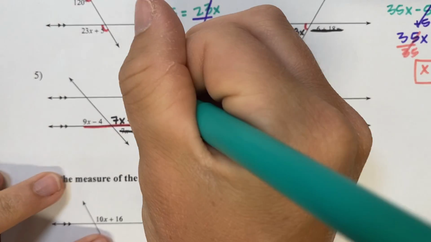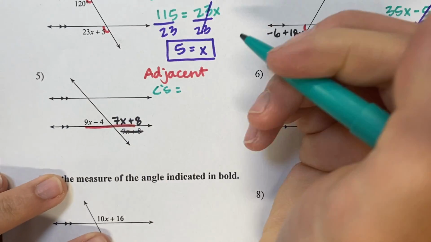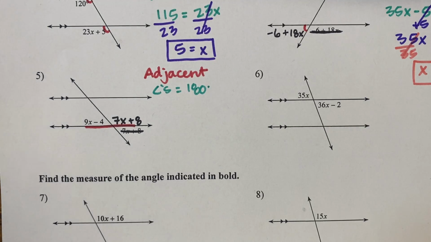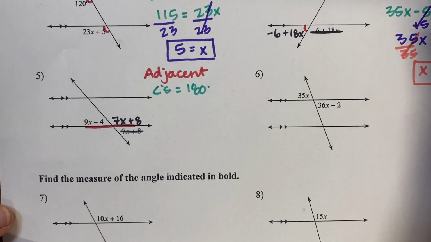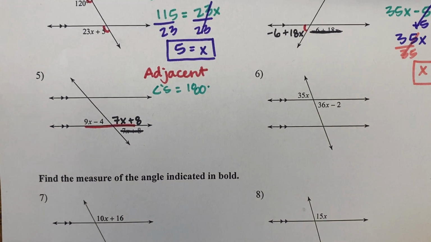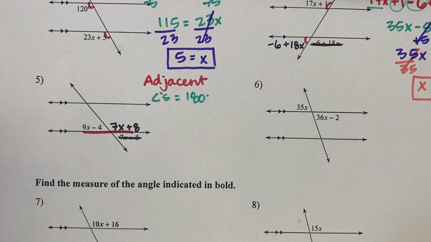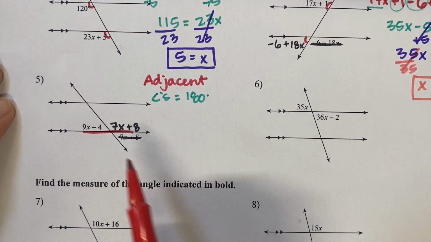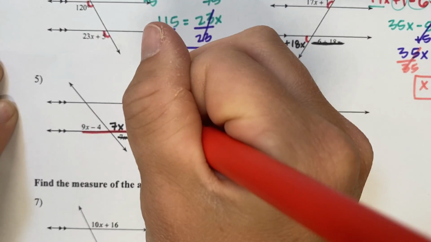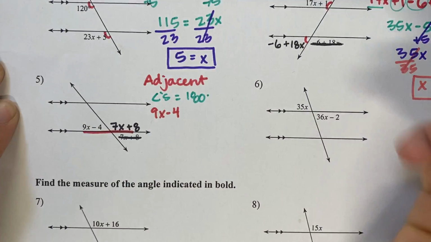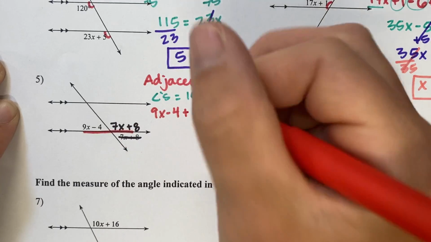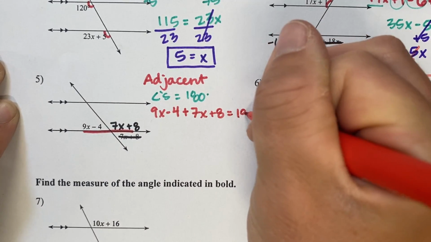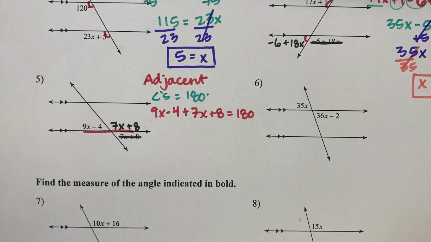Okay, and when these adjacent angles create this straight line, what do they equal? Or how many degrees is a straight line? Angles equal 180. Okay? So we're going to do the same thing we did in number 4 where we have to take one angle and add it to the other one and set it equal to 180. Okay, so my first angle is 9x minus 4 plus my next angle, 7x plus 8, and we set it equal to 180, so we can solve.